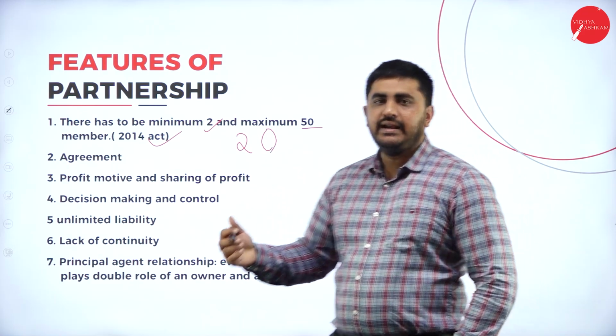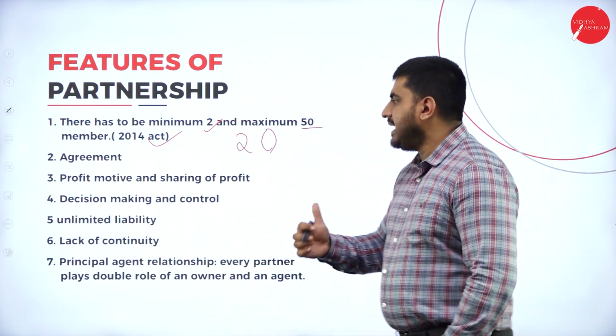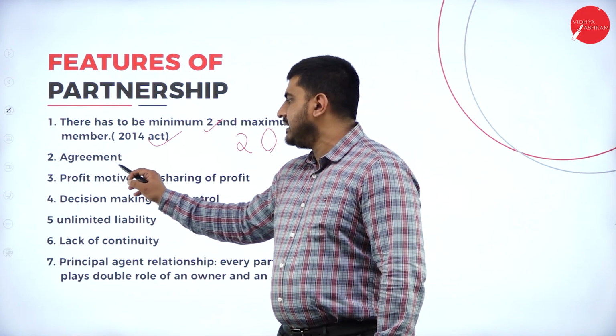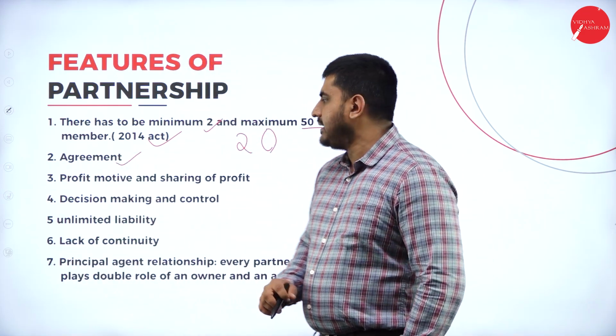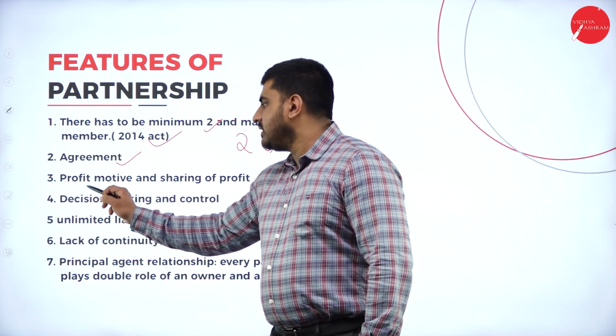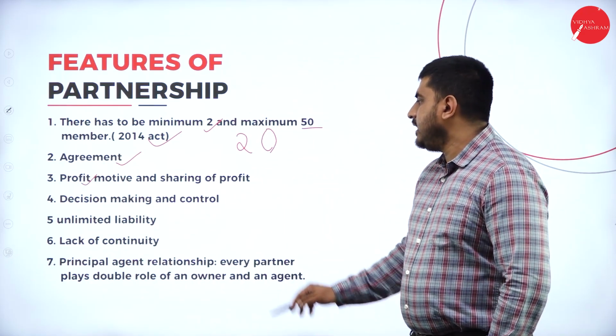So you can write both. So minimum 2, maximum 20, and there has to be an agreement, whether it is registered or oral, there has to be an agreement for partnership. And the basic motive should be profit and sharing of profit.